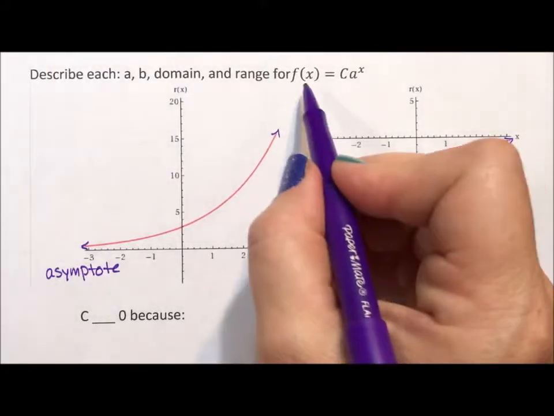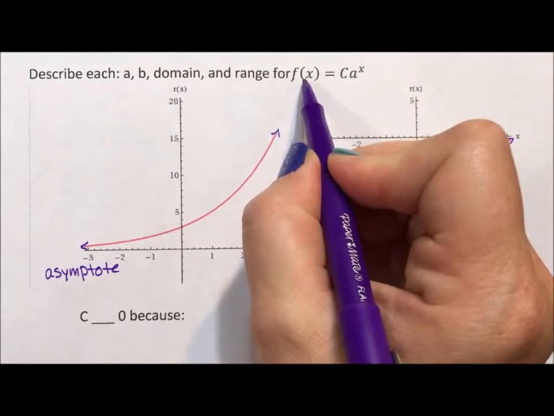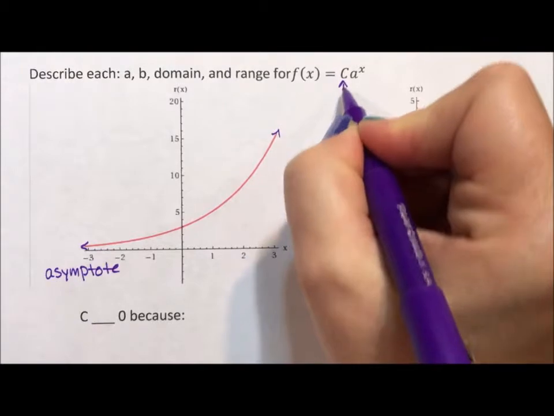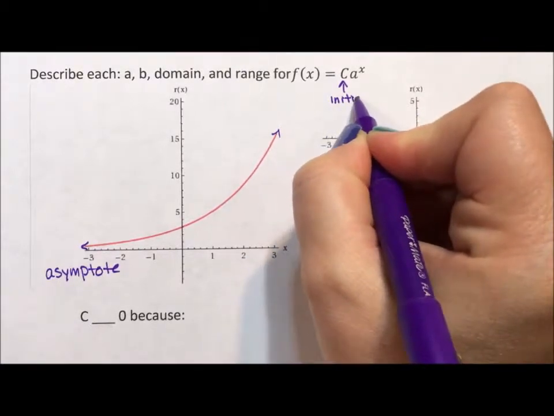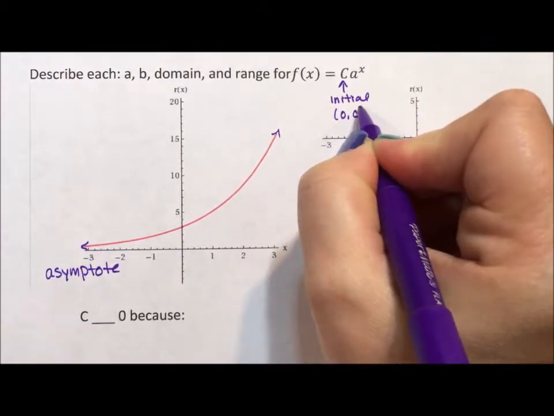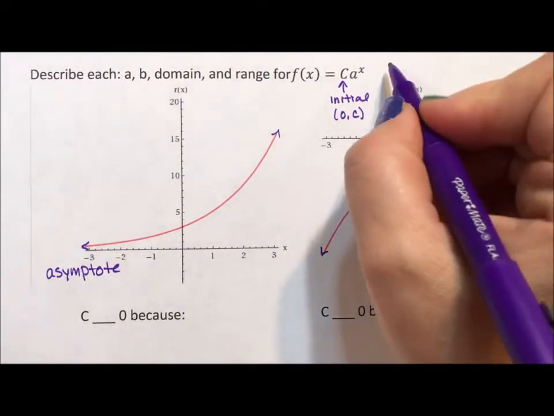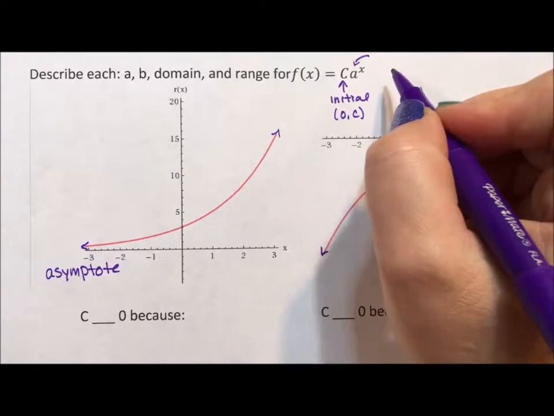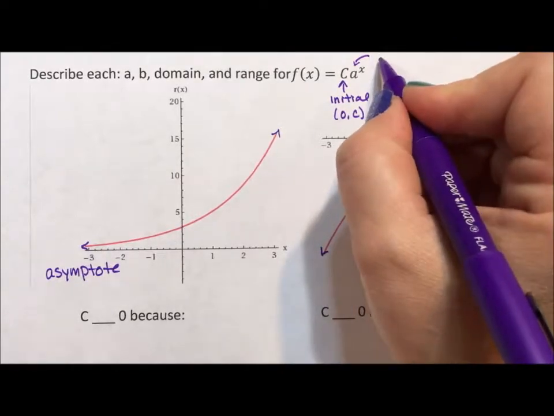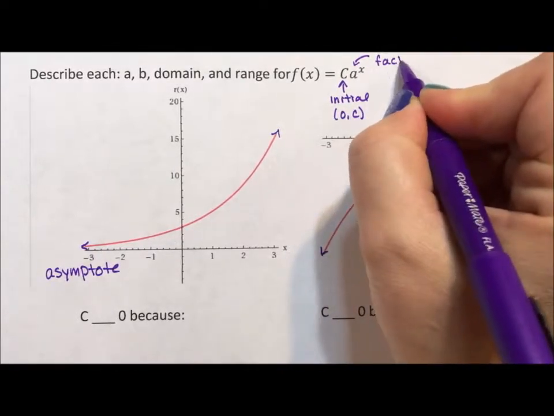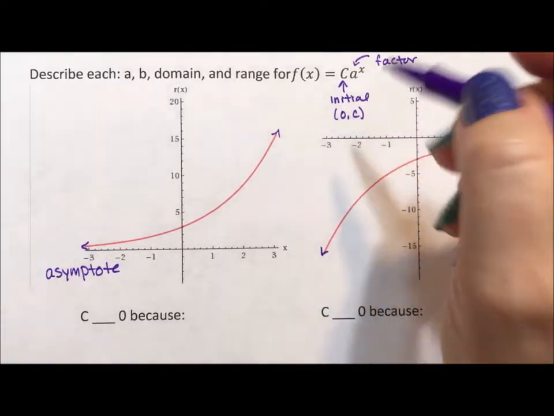Okay, our formula is f of x equals c a to the x, where c is our initial value. And the initial value is where we cross the vertical axis. And a is our growth or decay factor. It's what we multiply by to move forward.